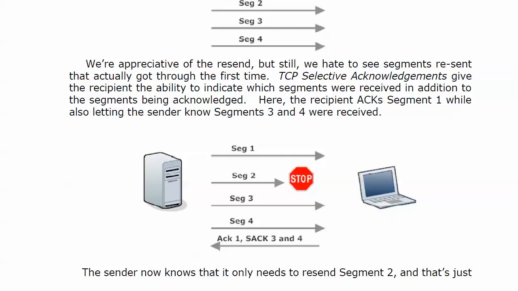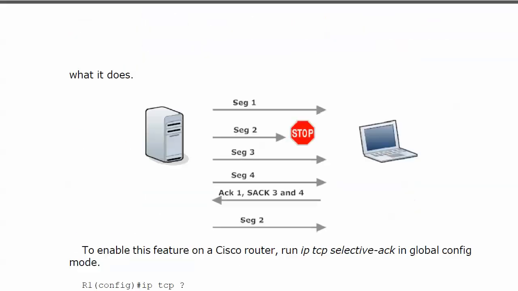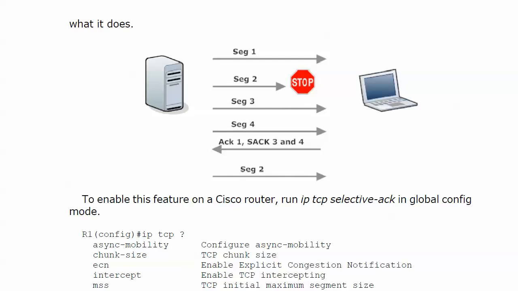Here, with TCP selective acknowledgements, the recipient is ACKing 1 and SACKing, as we call it, selectively acknowledging 3 and 4. Basically, that recipient is saying, I'm acknowledging 1 and I got these others, but they don't follow the numeric pattern, so it looks like we lost something there. The sender sees that and says, oh, okay, I just need to resend one segment. I need to resend segment 2, and that's exactly what happens here.